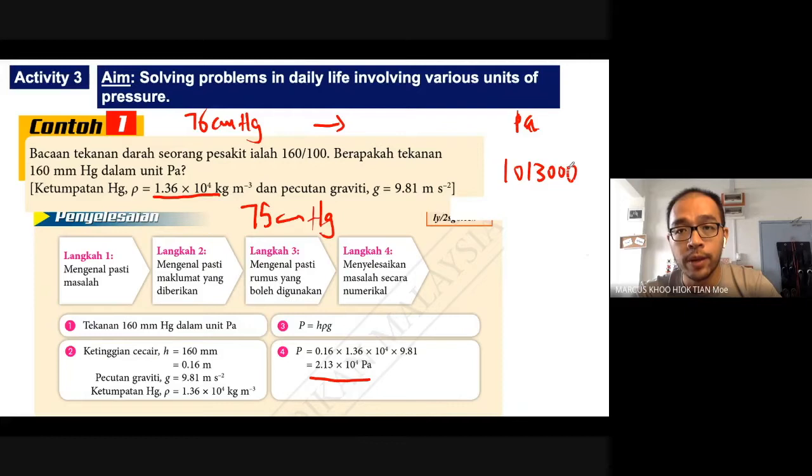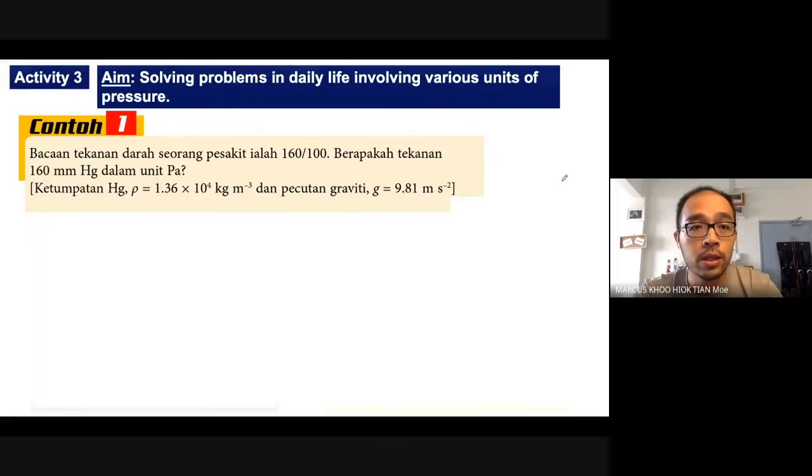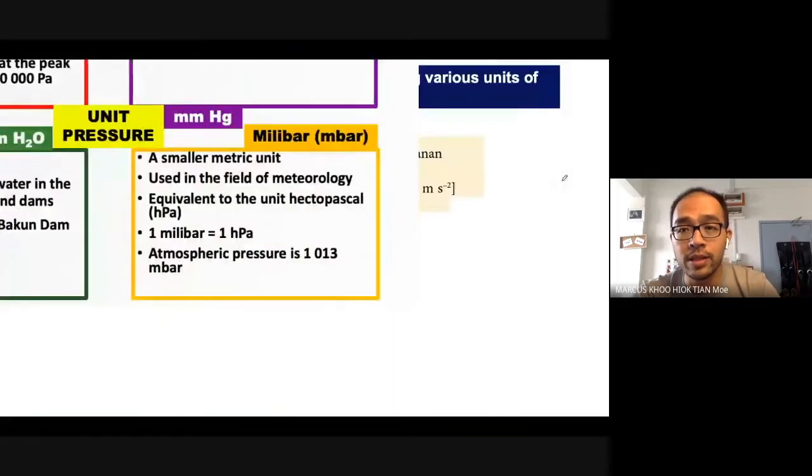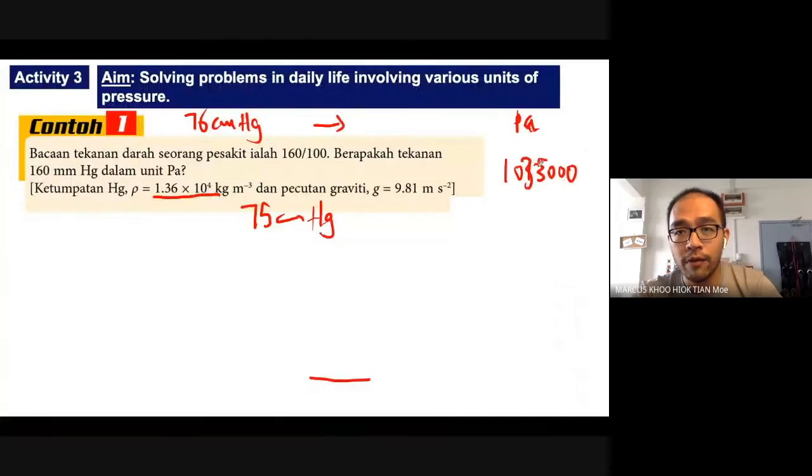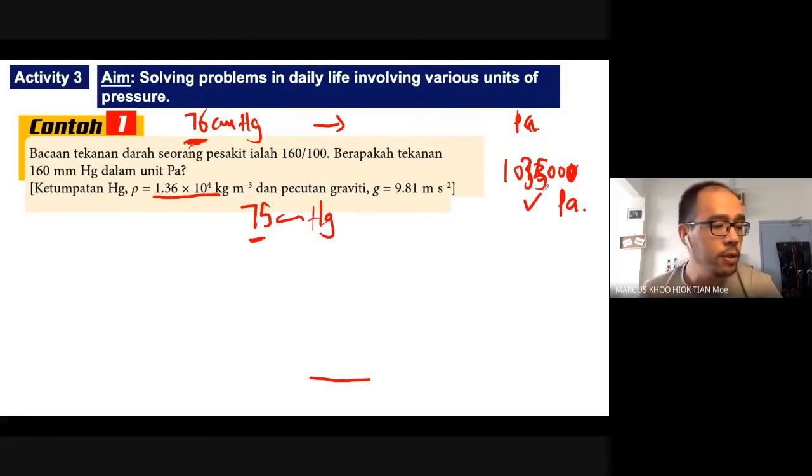1013000. Okay, is it 1013? Or 103500? Sorry, 103500. 103500 Pascal. Okay, I just want you to double check for me, 76 or 75, which is closer to this value. Okay, can you check it now, please?